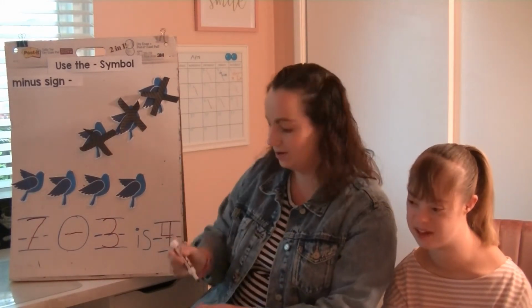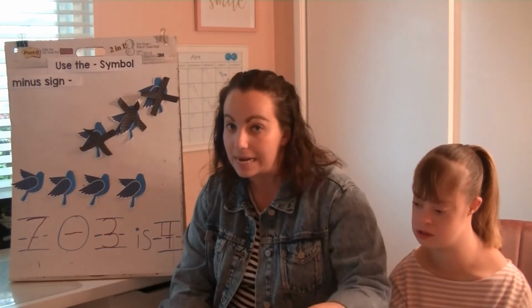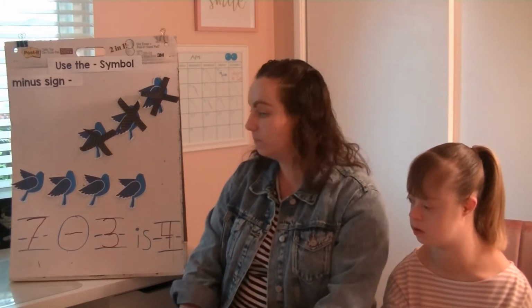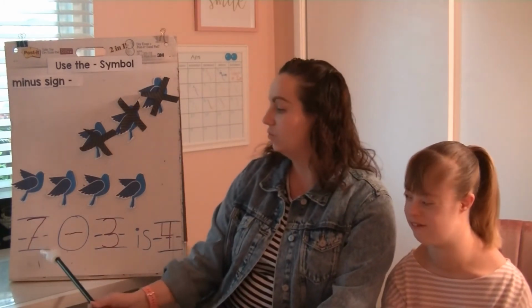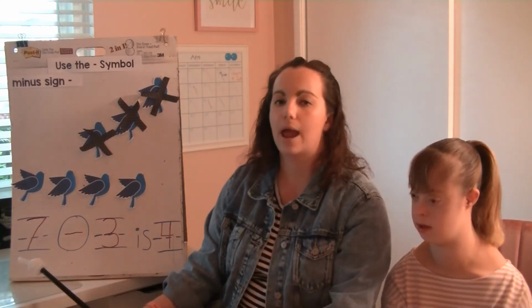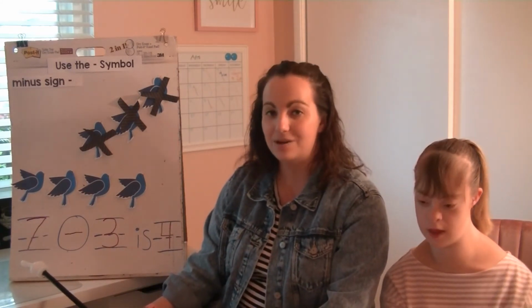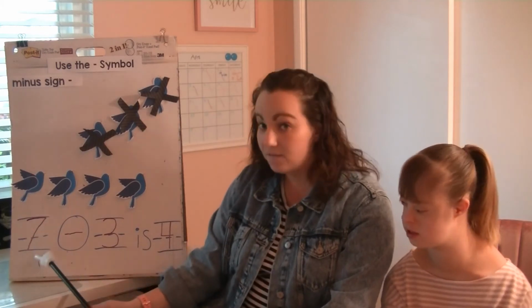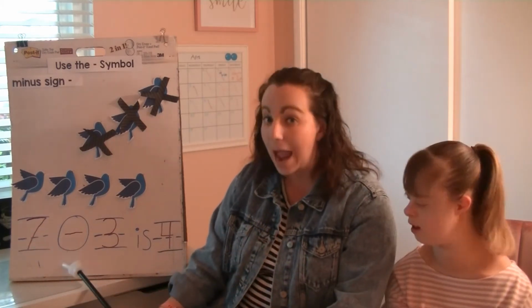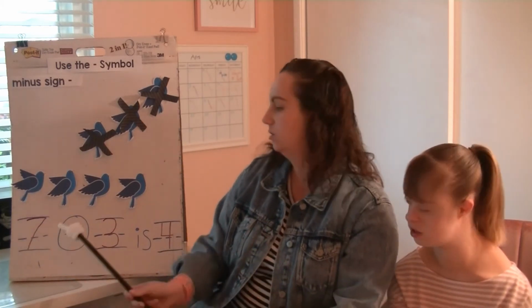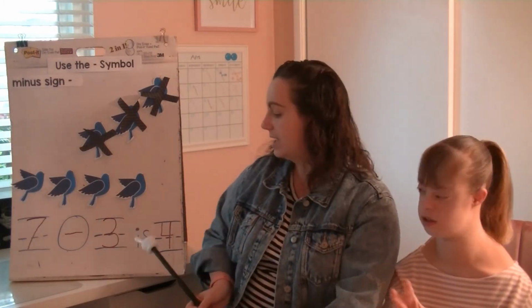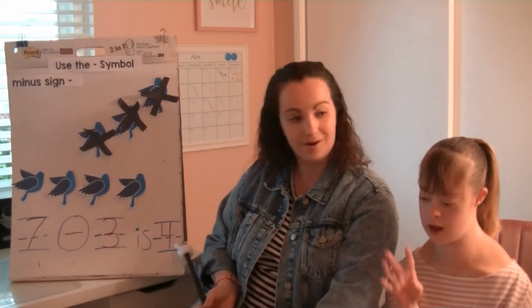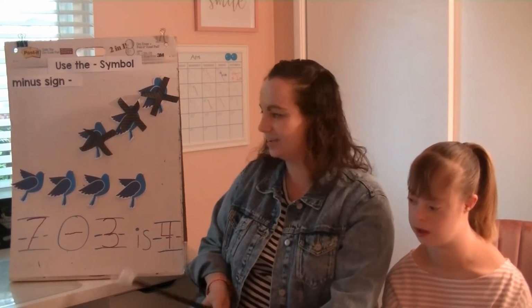Let's go ahead, practice rereading our subtraction number sentence we just solved. Ready, set, read with me. 7 minus, or take away, 3 is 4. Yes, nice job, Kaylee. Okay.